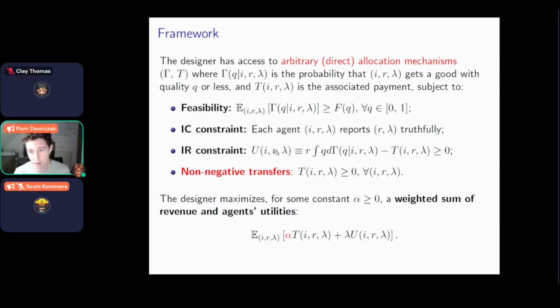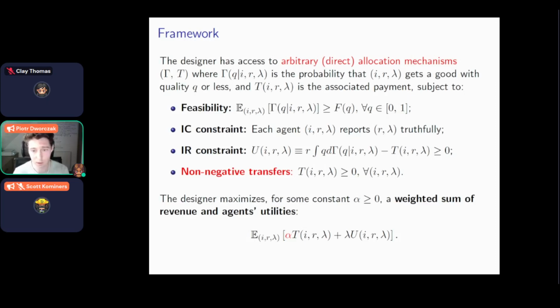We have the IR constraint. Agents should want to participate in the market. We have one constraint that's not standard, which is the non-negative transfers constraint. This basically is saying at this point, I cannot give agents a lump sum payment in the mechanism. This constraint actually will allow us to be more general with this framework. I'll explain this in a second on the next slide, why this is actually allowing us to be more general.